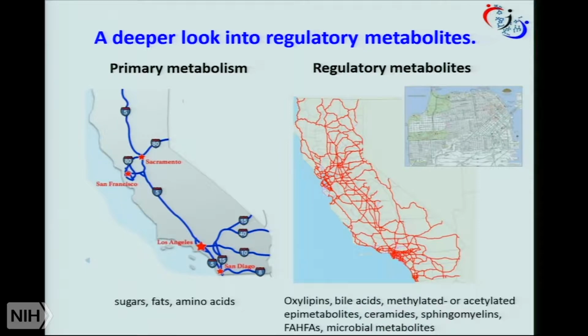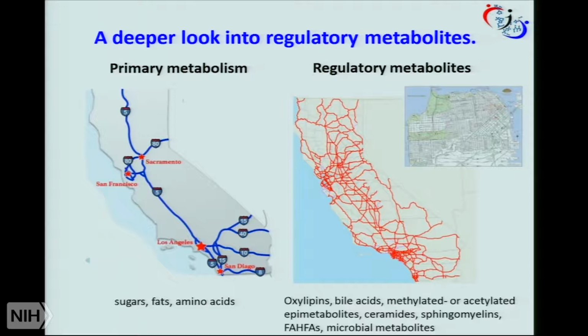It looks actually very similar. Now, the point is there is a lot more traffic in California. There's lots of roads and even streets in cities. And they tell us a lot more about regulation of fluxes of metabolism than just looking at the interstates. And some of those compounds have been mentioned before by Bob Navio.